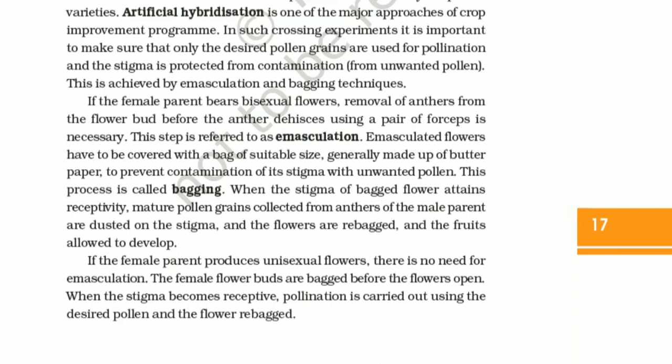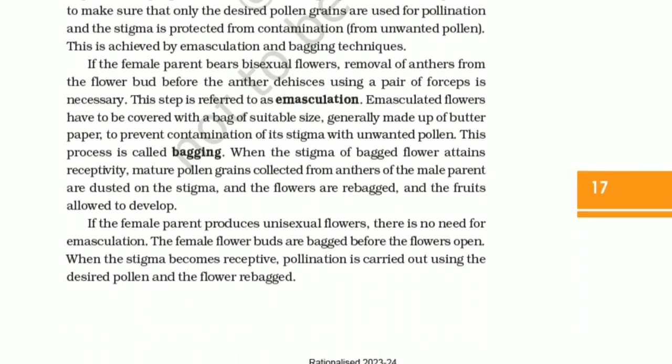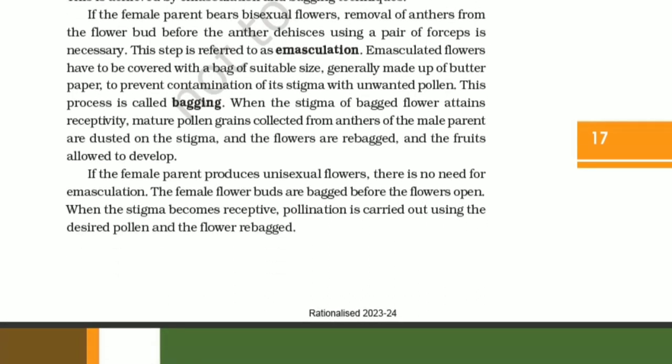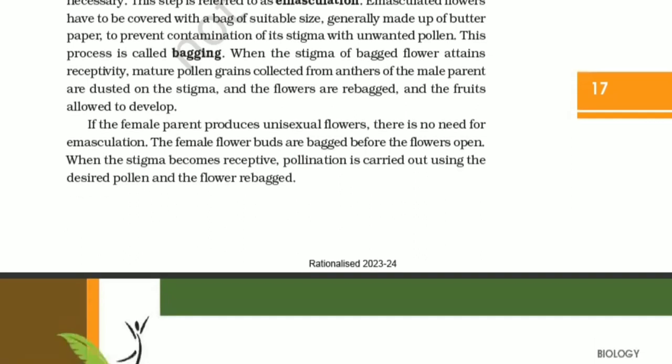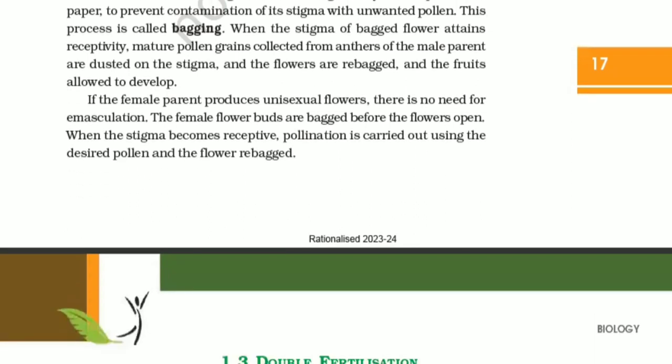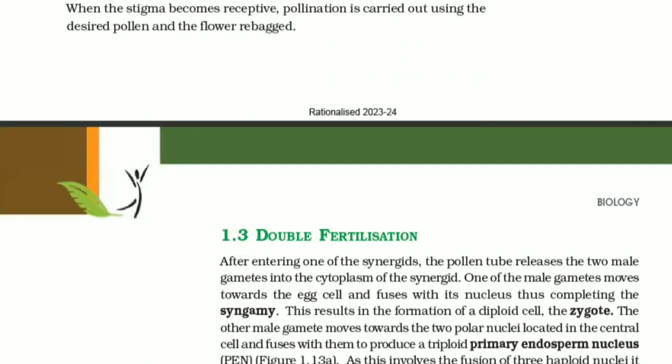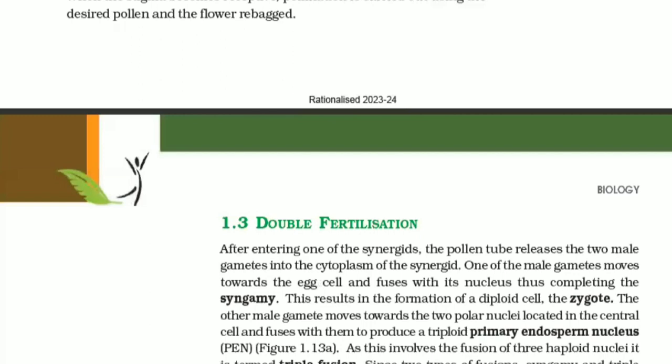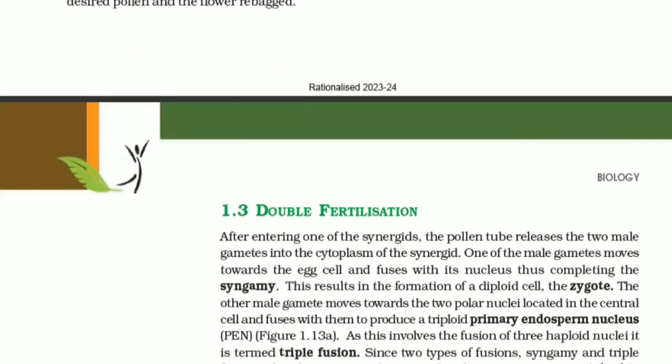When the stigma of the bagged flower attains receptivity, mature pollen grains collected from anthers of the male parent are dusted on the stigma, and the flowers are rebagged and the fruits allowed to develop. If the female parent produces unisexual flowers, there is no need for emasculation. The female flower buds are bagged before the flower opens. When the stigma becomes receptive, pollination is carried out using the desired pollen and the flower rebagged.